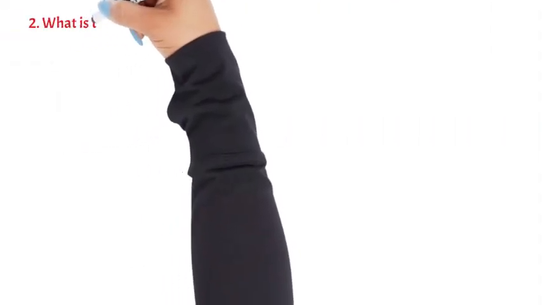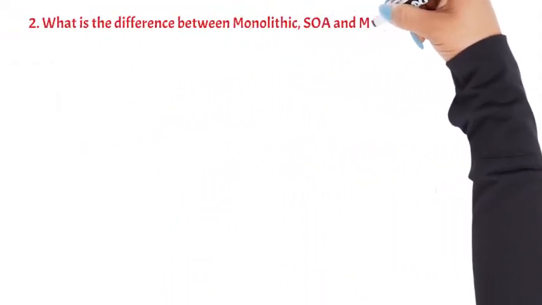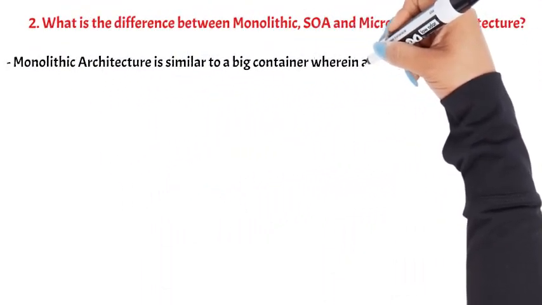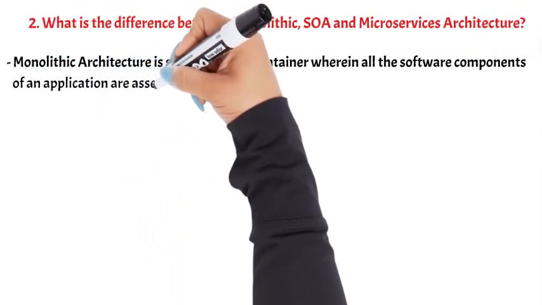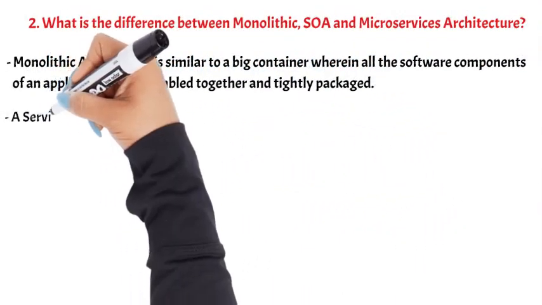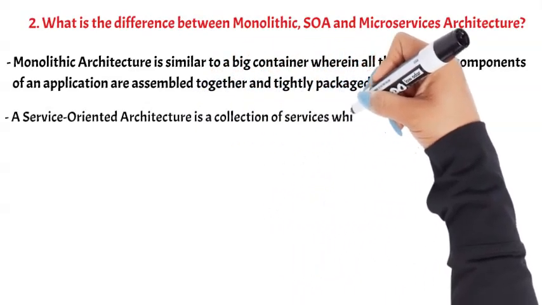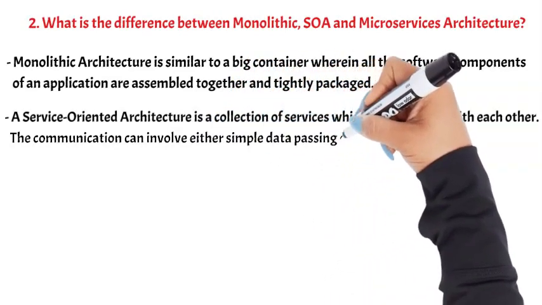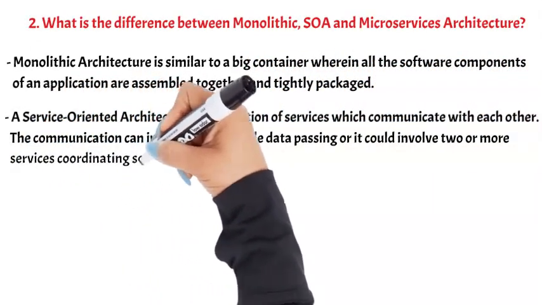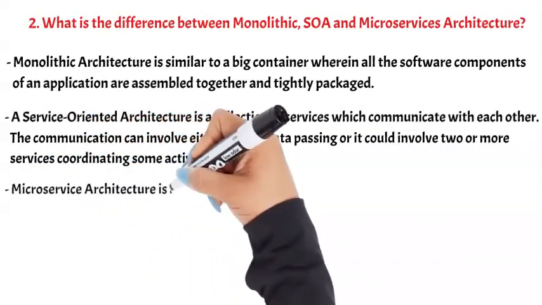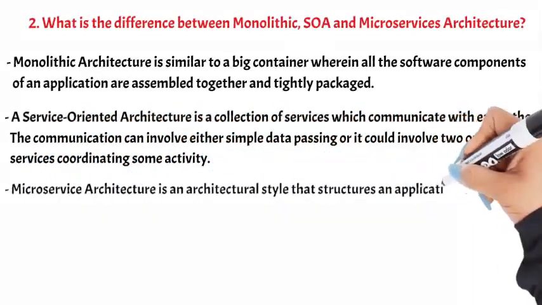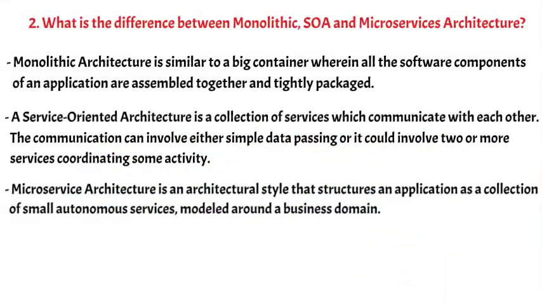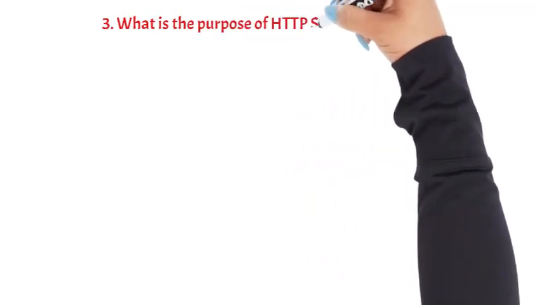2. What is the difference between monolithic, SOA, and microservices architecture? Monolithic architecture is similar to a big container wherein all the software components of an application are assembled together and tightly packaged. A service-oriented architecture is a collection of services which communicate with each other. The communication can involve either simple data passing, or it could involve two or more services coordinating some activity. Microservice architecture is an architectural style that structures an application as a collection of small autonomous services, modeled around a business domain.